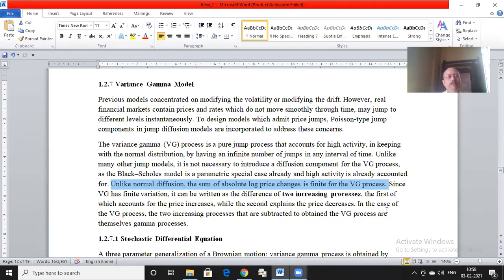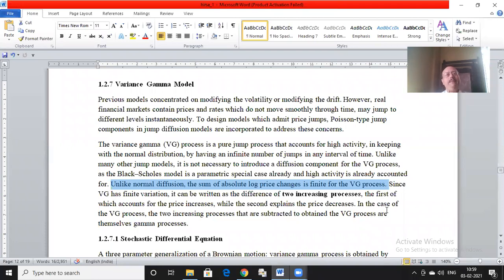So variance gamma has finite variation, and then we have the Levy type argument to show that it can be written as the difference of two increasing processes. So when we have a jump process, some upward, some downward, and if it is sufficiently well behaved, then it can be written as a difference of two increasing processes. This is, of course, a very important theorem in stochastic processes, which we are using.